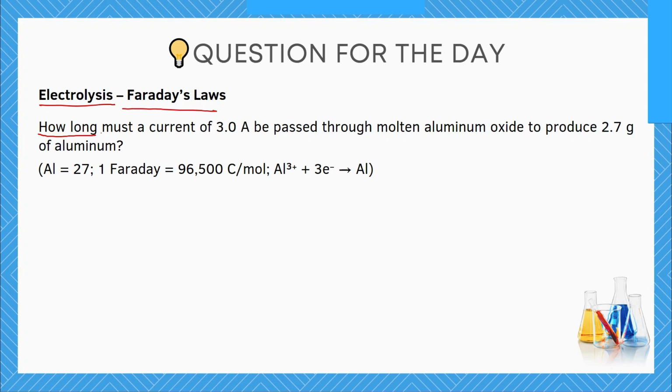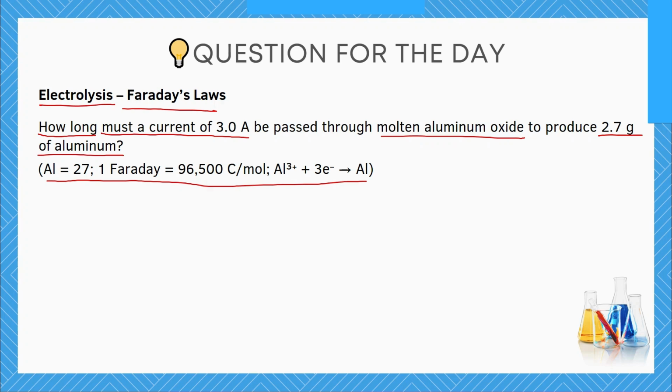And the question says, how long must a current of 3.0 amperes be passed through molten aluminum oxide to produce 2.7 grams of aluminum? And they've given us some details that we'll need in solving this question. So let's get into it step by step.